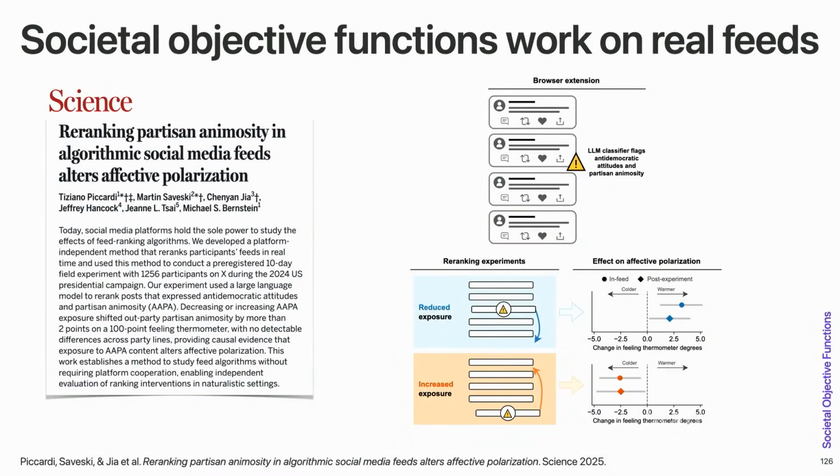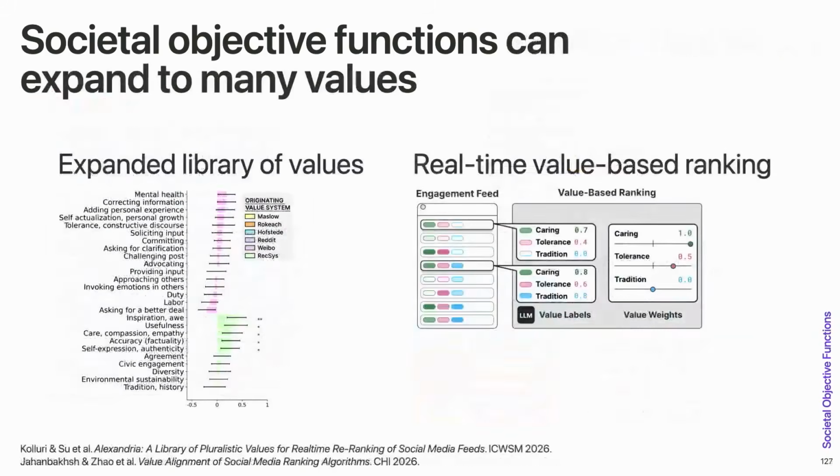Field experiments run by amazing colleagues translated societal objective functions into real users' X feeds with a browser extension. And they confirmed that in the wild, decreasing or increasing APA exposure shifted partisan animosity. And this work was published last year in Science. And other exciting work has shown that we can expand beyond our demonstration of this one value of democratic attitudes. We can expand to a much larger library of values, and that users might be able to control themselves.